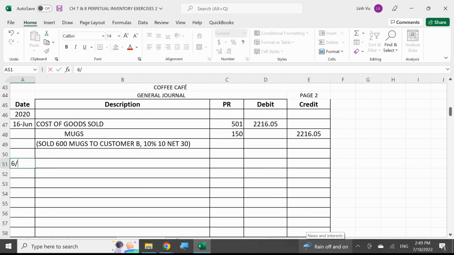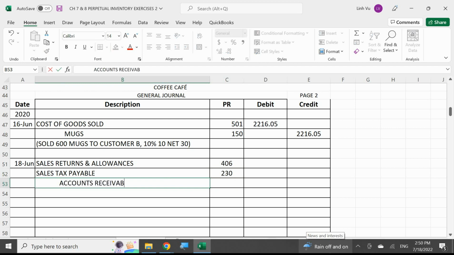It is now June 18. Sales returns and allowances. We're going to give them back their sales tax payable money, and we're going to reduce their accounts receivable account. Now, if I sold each mug at $10 each, how much sales returns am I actually going to be refunding?